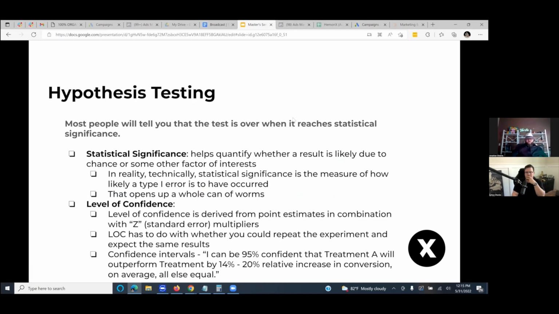Well, let's talk about this for a minute. Most of you have been told that a test is over when it reaches statistical significance. Statistical significance helps quantify whether a result is likely due to chance or some other factor. So in other words, it tells me whether the results that I'm seeing in my test are a result of the test itself, or environmental factors, or economics, or seasonality, or sampling bias, or any of a number of other things.